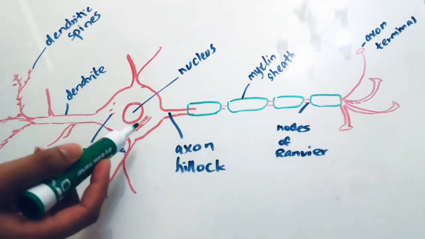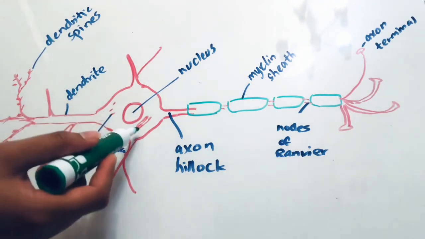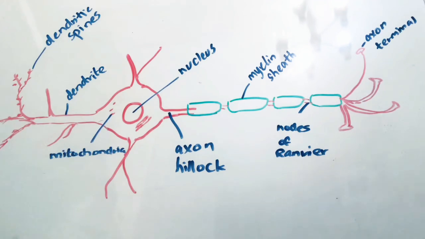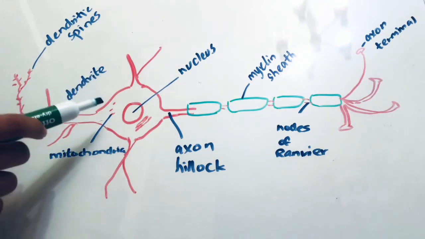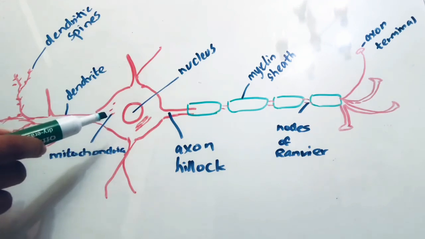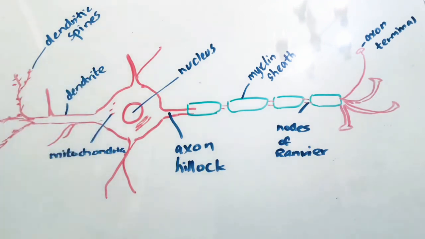packaging of proteins and other materials in the Golgi apparatus, protein synthesis happening in the ribosomes, and mitochondria is for your generation of ATP.